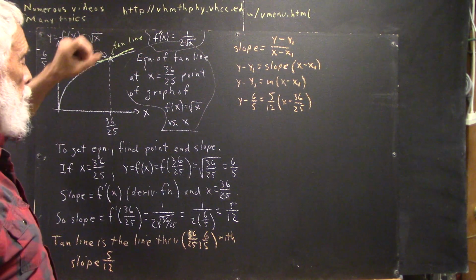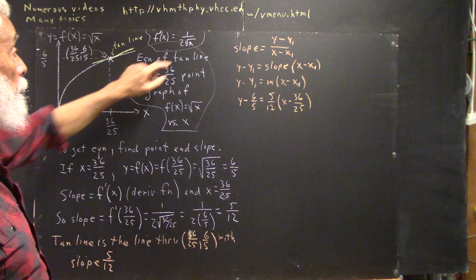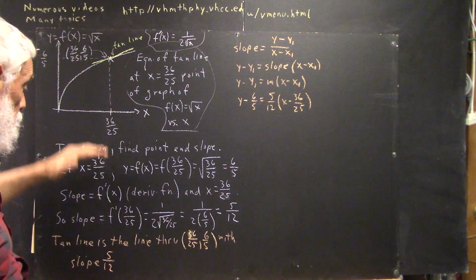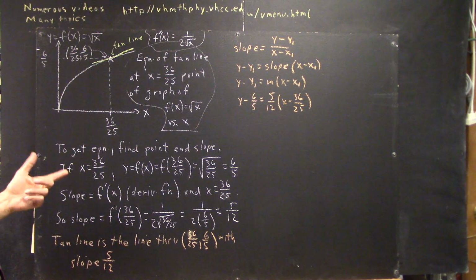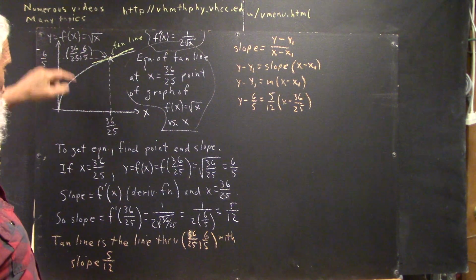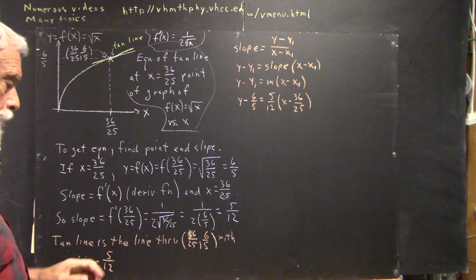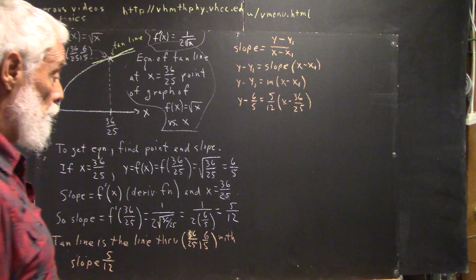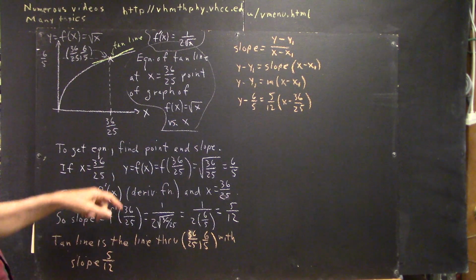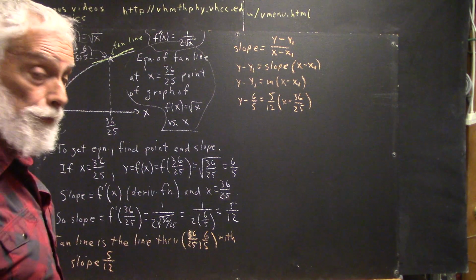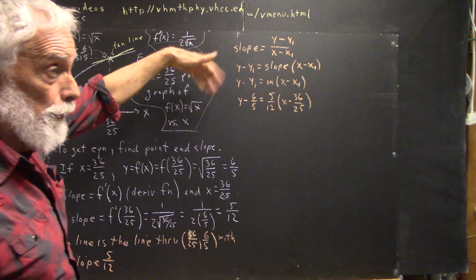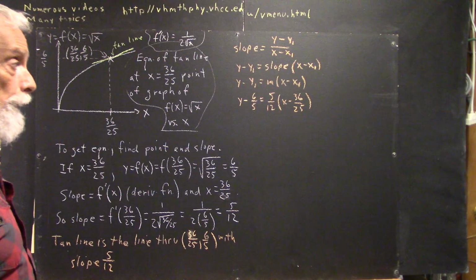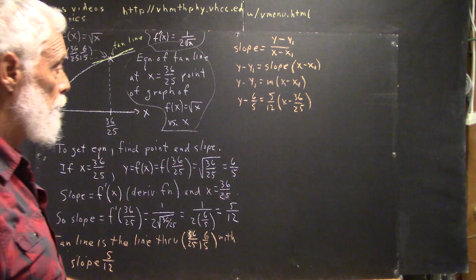And if we plug the x coordinate here into this, we get the slope of the tangent line at this point. We just worked through that, and we figured out that the slope of the tangent line was 5/12. Then we just found the equation of a line with slope 5/12 through the point (36/25, 6/5). I did that in a way that might or might not be familiar to you, but you learned a long time ago how to find the equation of a straight line with a given slope.